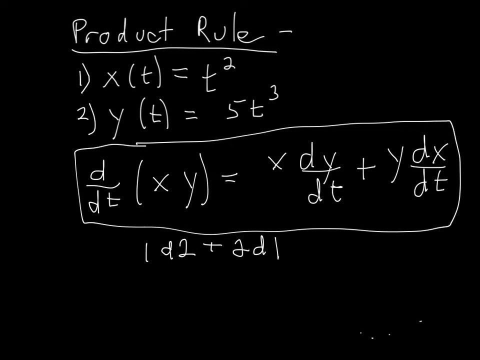So anytime you're going to have to do the product rule, it makes sense that at the very beginning, why don't we just take the derivatives of both these functions, dx dt and dy dt. So dx dt, if I take this derivative using the power rule, I get 2t. If I take dy dt, I take my derivative, I'm going to get 15 times t squared. Again, that's using the power rule.